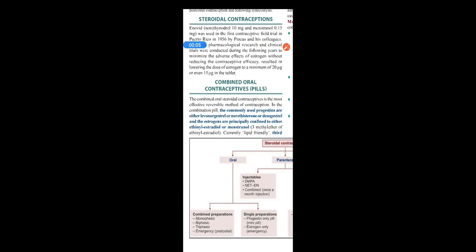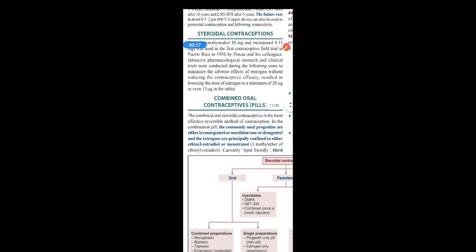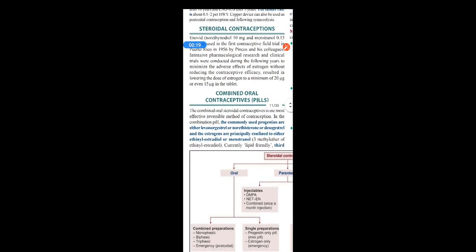Hello students, today we are continuing one more method of temporary contraception, that is nothing but the steroidal contraceptions. Yes, steroidal contraception. As the name itself suggests, steroidal contraception means here we are using the steroids, especially the steroidal female hormones, to prevent the pregnancy. So it comes under the temporary methods of contraception itself.